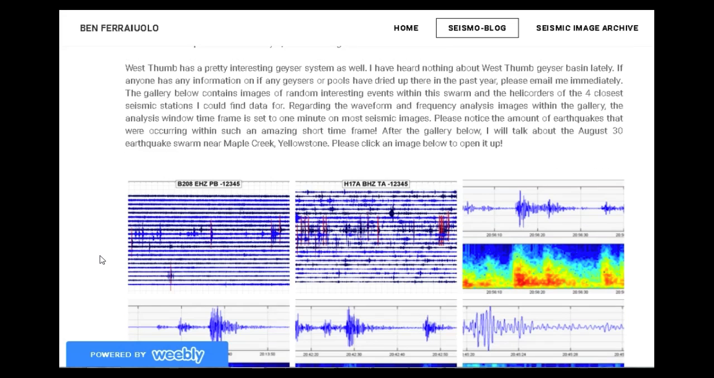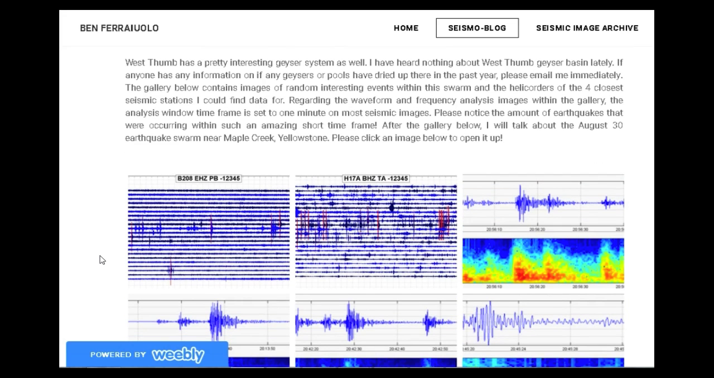Regarding the waveform and frequency analysis images within the gallery, the analysis window time frame is set to 1 minute on most seismic images. Please notice the amount of earthquakes that were occurring within such an amazingly short period of time. After the gallery below, I will talk about the August 30th earthquake swarm near Maple Creek, Yellowstone.